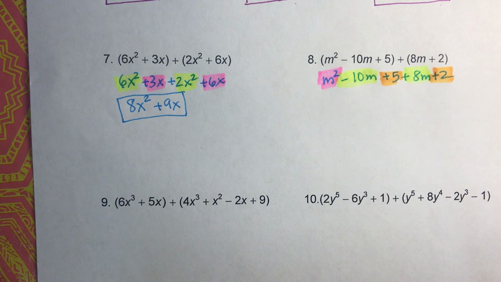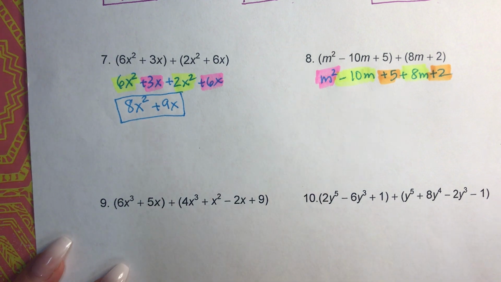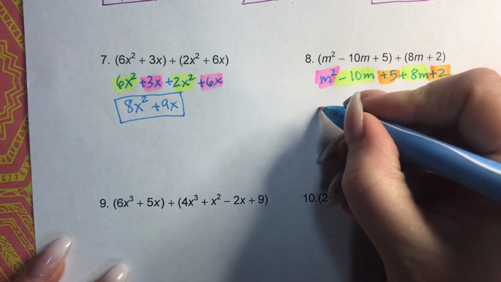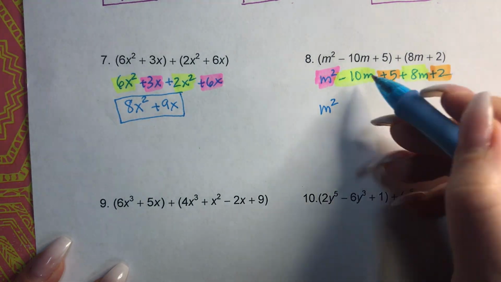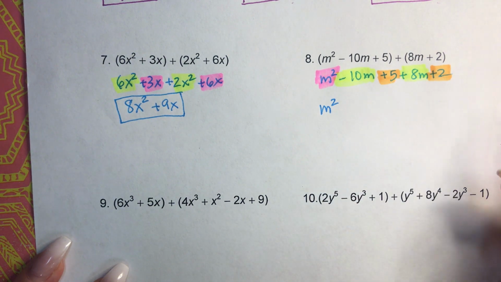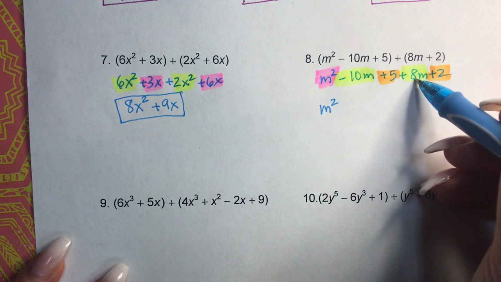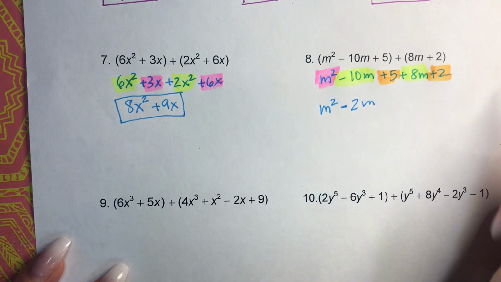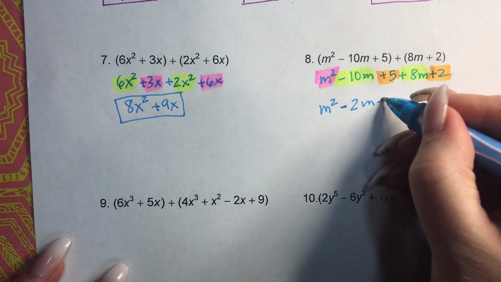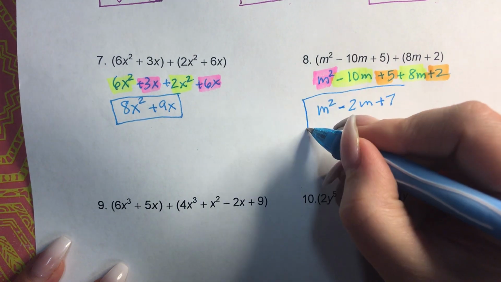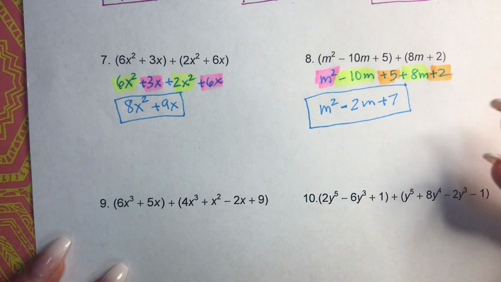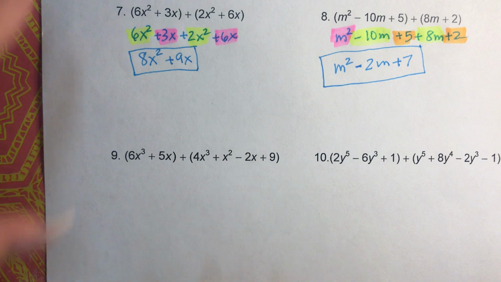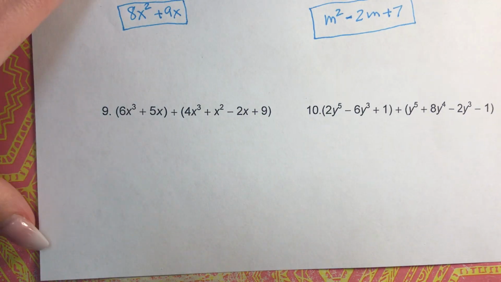Okay, now we're going to start with the highest degree, which would be that m squared. So we write that m squared, and then we have the variable m to the first degree. So we have a negative 10 plus 8, which would be negative 2m, and then 5 plus 2 is just 7. That is it. So if you got that one right, great job. Let's go ahead and move on with 9 and 10.